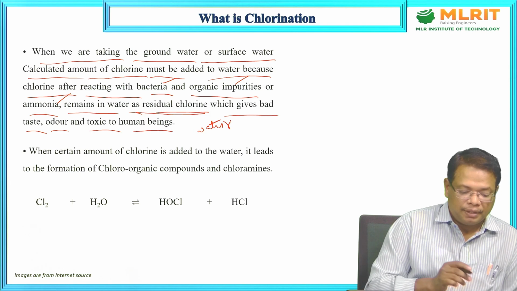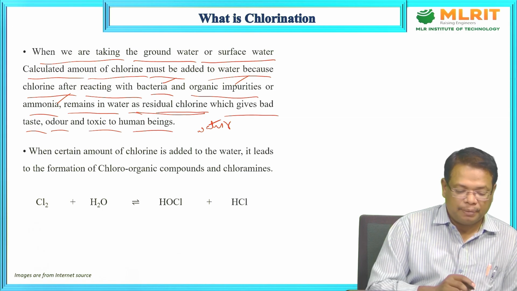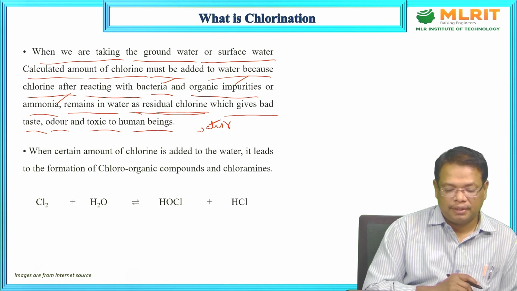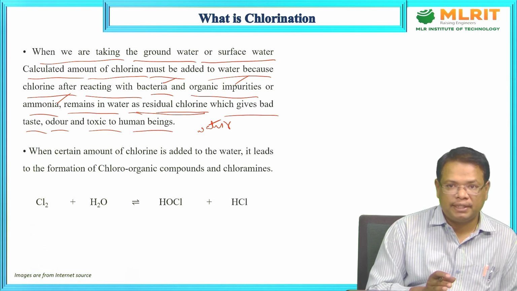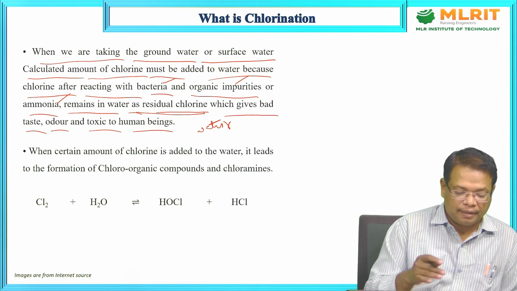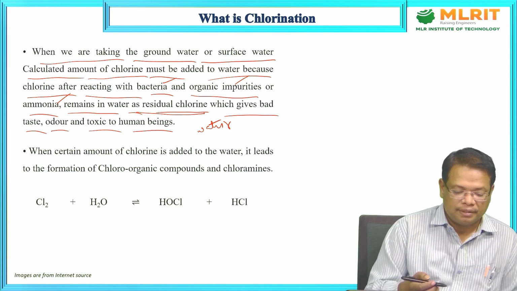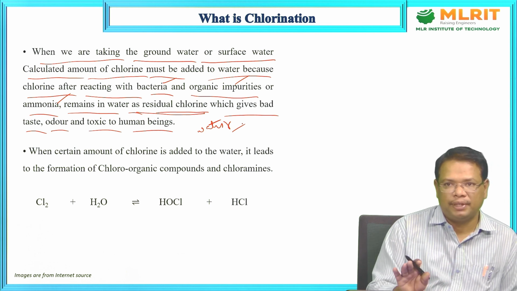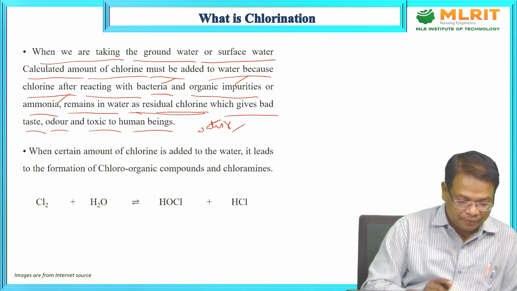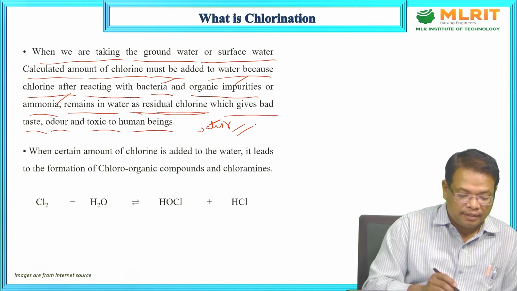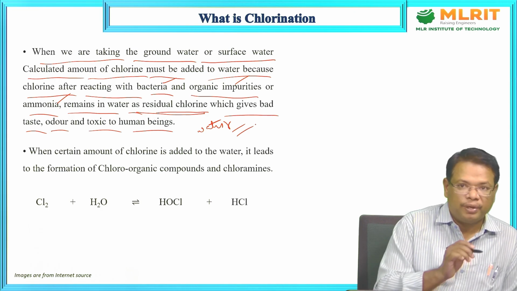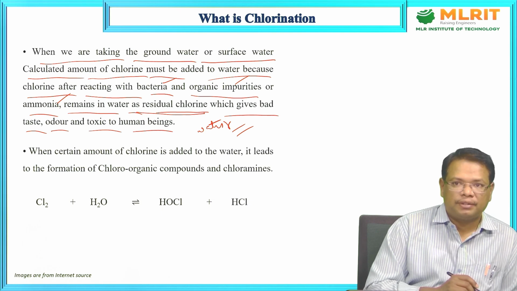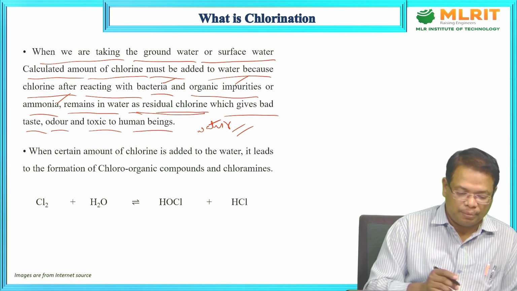So it should be measured at a certain point, and we should stop the addition of chlorine to the groundwater. If it is very pure water with no impurities and no infectious disease-causing organisms, then we don't need to add chlorine. But when we take groundwater, we have to add chlorine to reduce inorganic compounds, organic compounds, and ammonia.